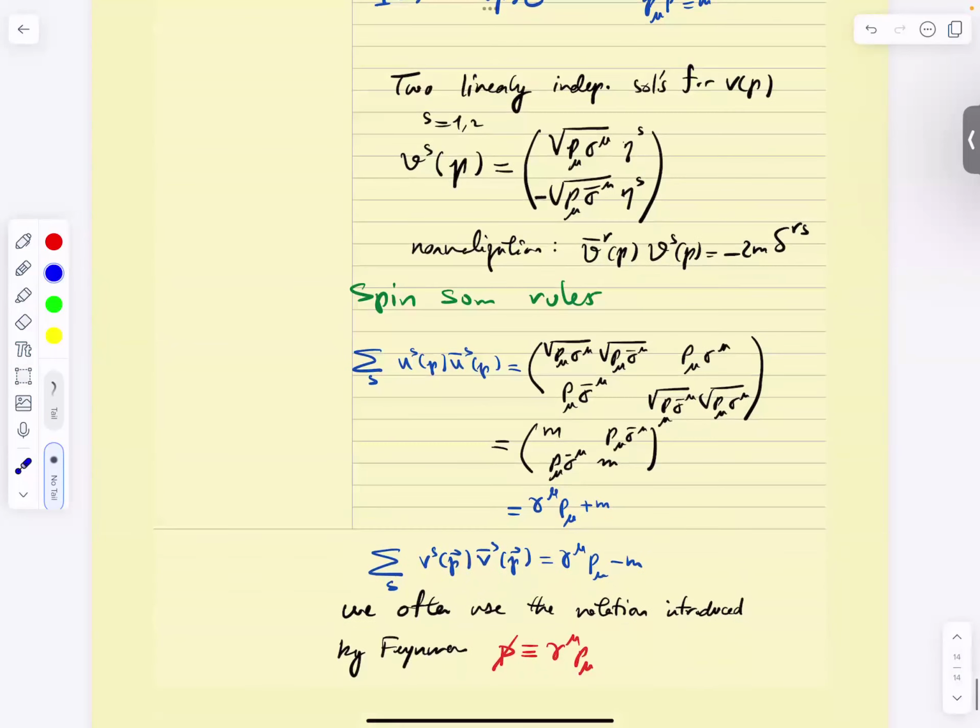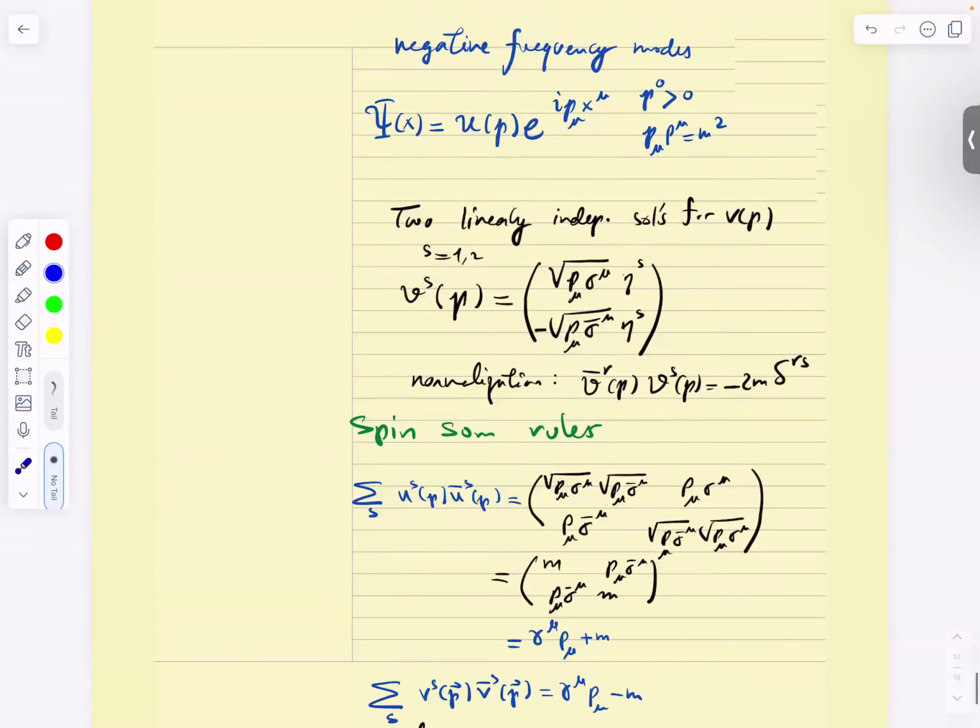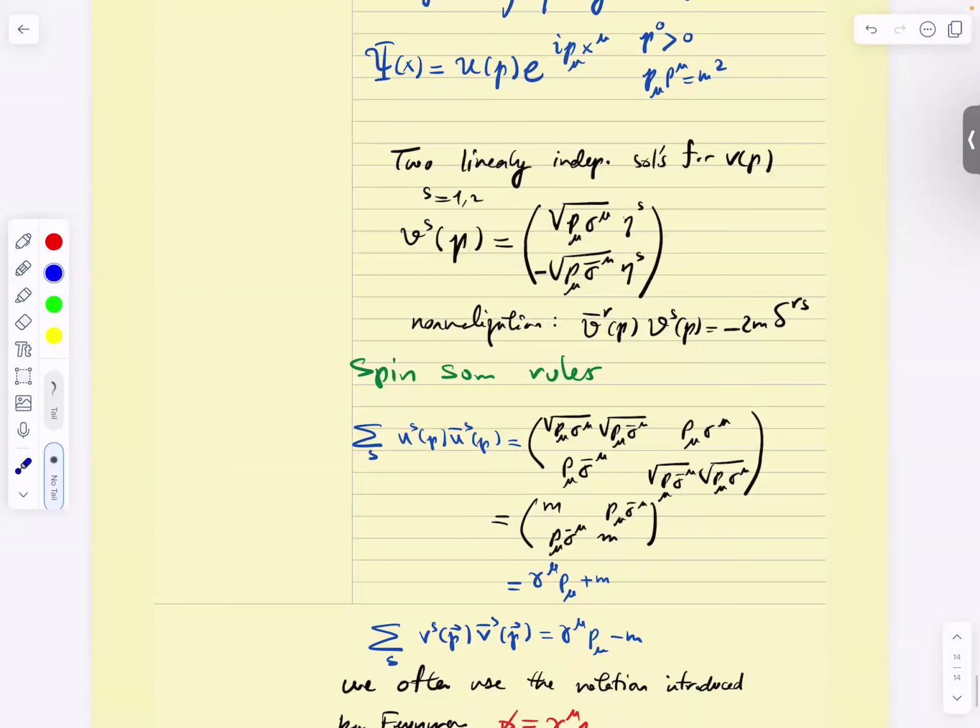Now, similarly, there are two linearly independent solutions for v(p) as well. You just repeat the analysis that I just did. Now the distinction is that this is plus now, right? And what you obtain is v_s(p). These are the vectors, and this is a normalization choice that we pick. Let me not explain the sum rules because I'm out of time. But let me just pause here and wrap up. We're going to come back to this next time.